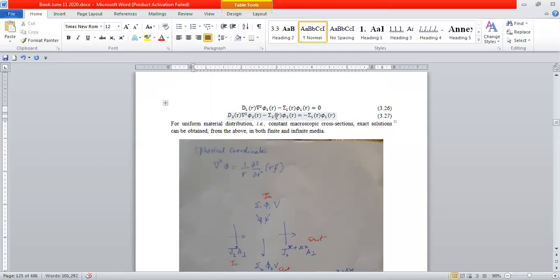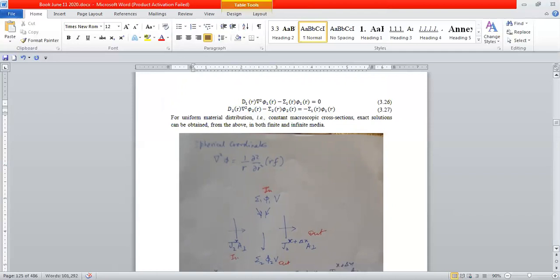Now, these two equations that you can see, 326 and 327, are the two group diffusion equations for a non-multiplying medium. And the way they're written over here, the properties, meaning D and sigmas, are functions of position. And I'm going to remove that, I'm going to simplify that further, and I'm going to say that the material has uniform properties. In other words, the macroscopic cross-sections are constant, so I'm going to take them out. Now, finite and infinite media. Let me start by finite, and then I'm going to reduce it to the infinite as a special case. Okay, so then I think it will be better conceptually.